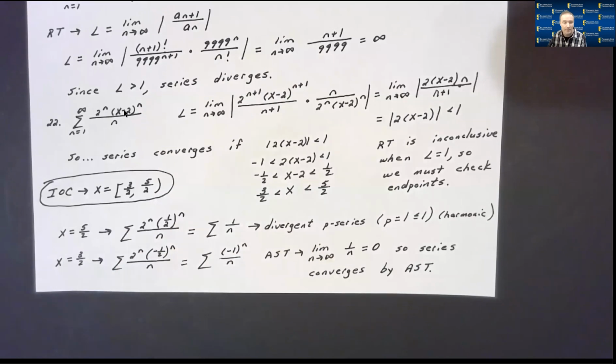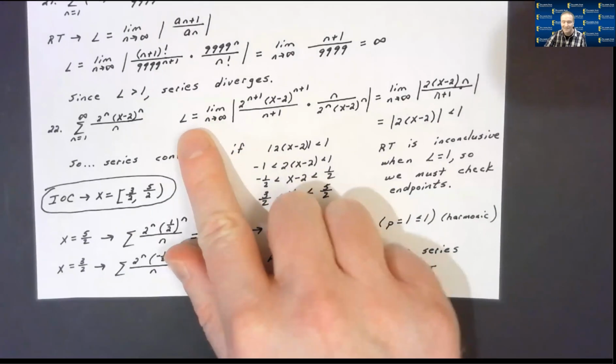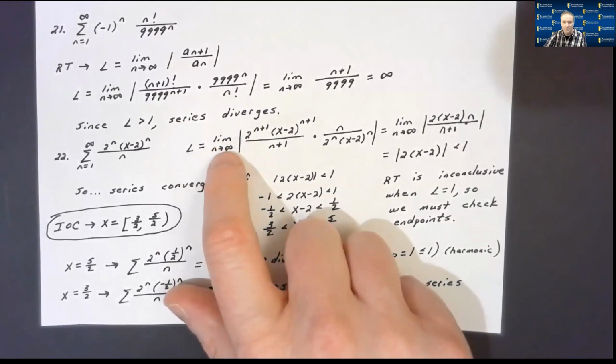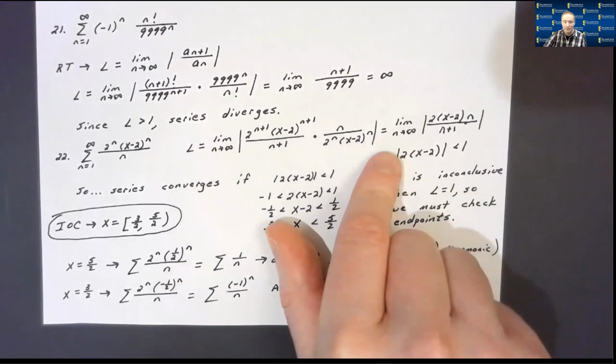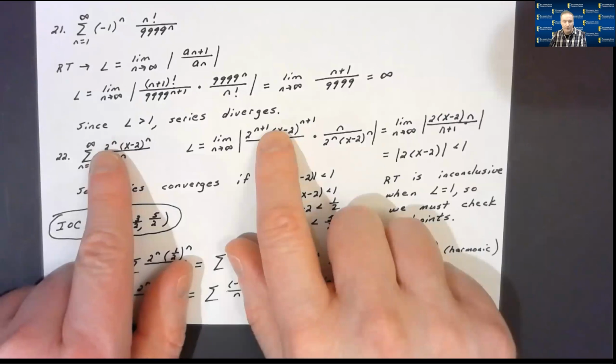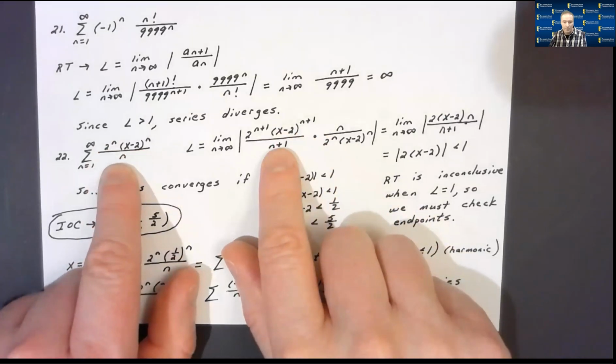In order to determine that in this problem, I go in here and say, well, all right, in order to find the values of x that make this series converge, I'm going to look at the ratio test. I know that the ratio test converges anytime the limiting value is less than 1. So I take the limit as n approaches infinity of the absolute value of a sub n plus 1. That's my 2 to the n plus 1 times x minus 2 to the n plus 1 over n plus 1, divided by a sub n.